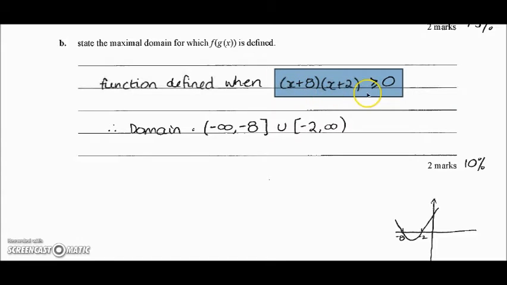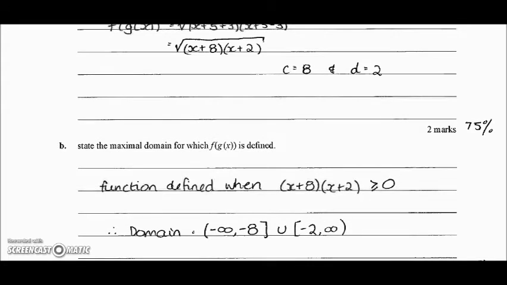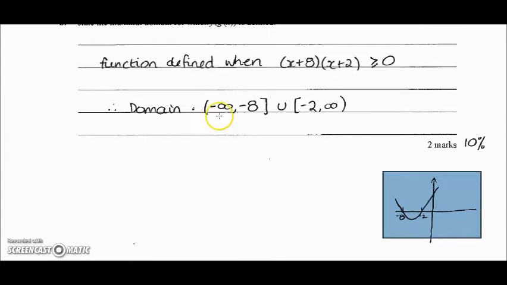So (x plus 8)(x plus 2) is a quadratic, and if you sketch it, I've just actually drawn it down here, you should be able to see, well, that's positive when x is less than negative 8 and when x is bigger than negative 2. So the maximal domain for the square root function is that x can be anything between negative infinity to negative 8, that's including negative 8, or it can be anything from negative 2 onwards. So that was your answer.